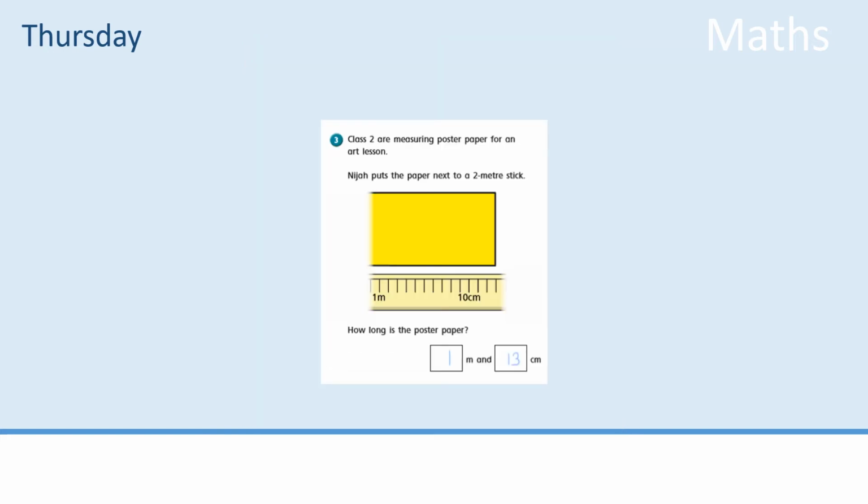So you can see it's just above the 1 meter mark. So the paper is 1 meter and how many centimeters? So we're just over the 10, 11, 12, 13 centimeters.